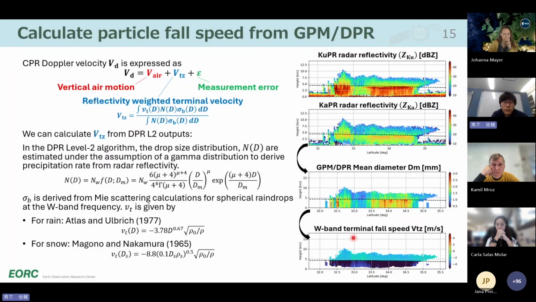and the bottom panel shows the result of the calculation. Here, the scattering cross section sigma b is calculated assuming spherical drops, and the falling velocity of the particle is assumed by the empirical relationship listed here.